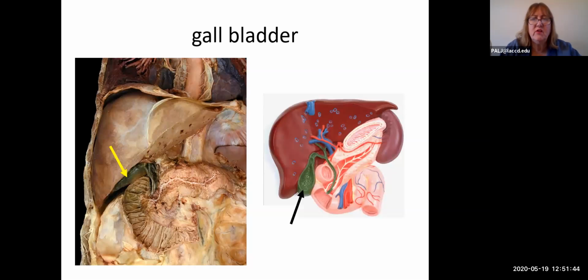Just inferior to it, on the undersurface on the right side of the liver, where the yellow arrow is, is a saccular structure known as the gallbladder, which serves as a temporary repository for bile, especially at night when you are not eating.